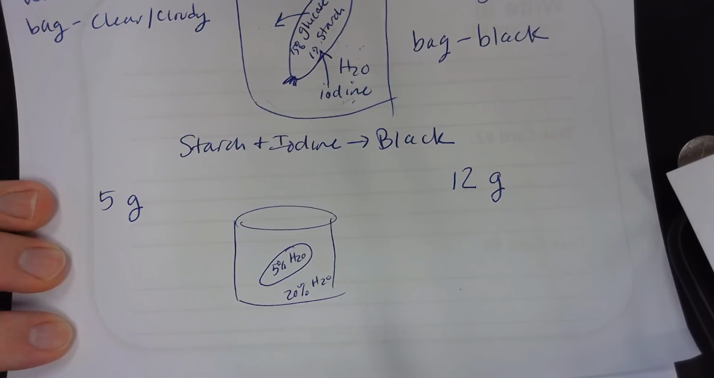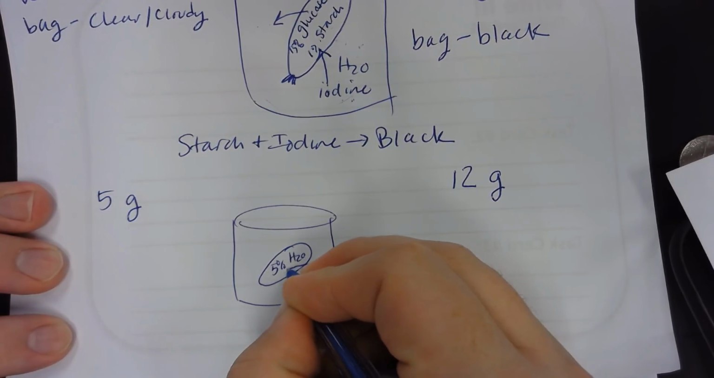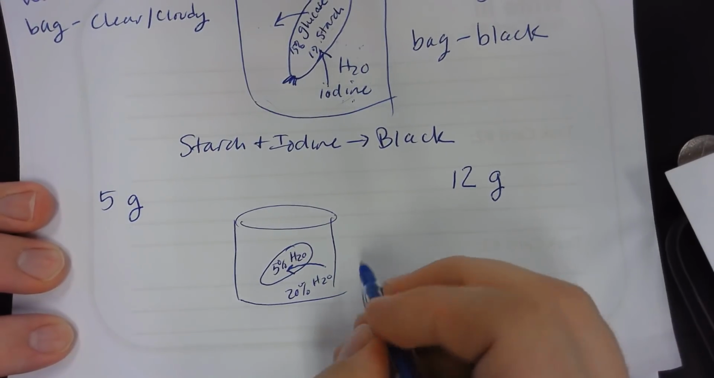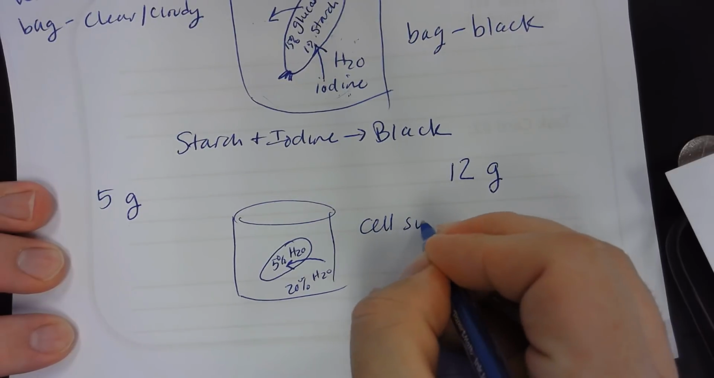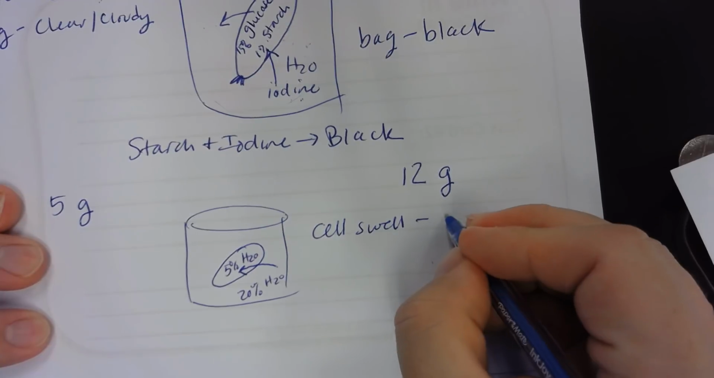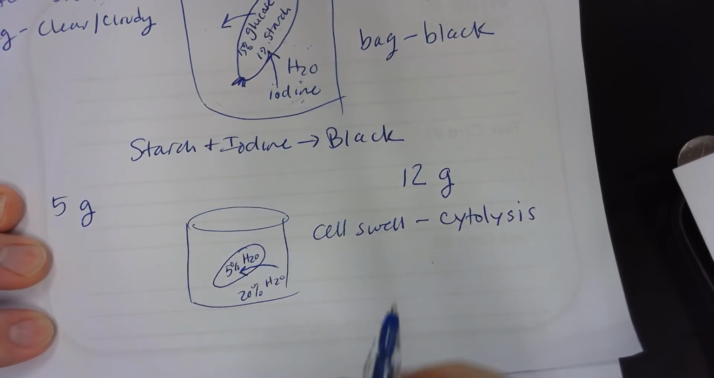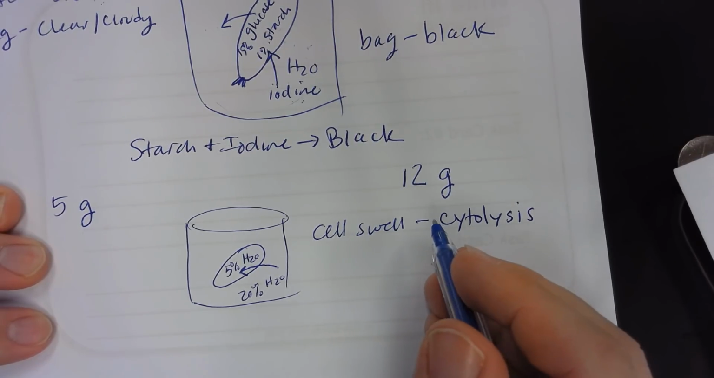We know that water moves from high to low concentration. That's why it's passive transport. So the water is going to move from outside into the cell. This causes the cell to swell up, which we learned last week, or in the last class, is called cytolysis, where the cell is going to swell and eventually burst.